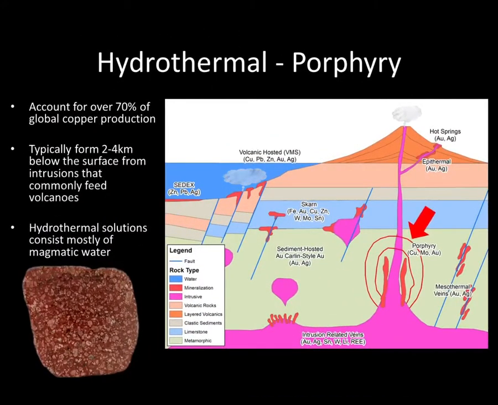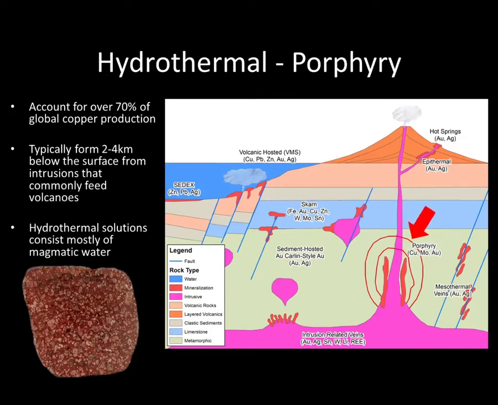Porphyry copper deposits account for over 70% of world copper production, making them an extremely important deposit type. They get their name from the porphyritic texture that is associated with shallow intrusions, which are the main host rocks. They typically form 2 to 4 kilometers below the surface from intrusions of magma that commonly feed volcanoes.